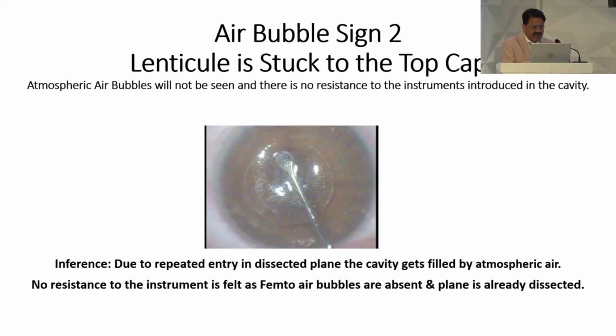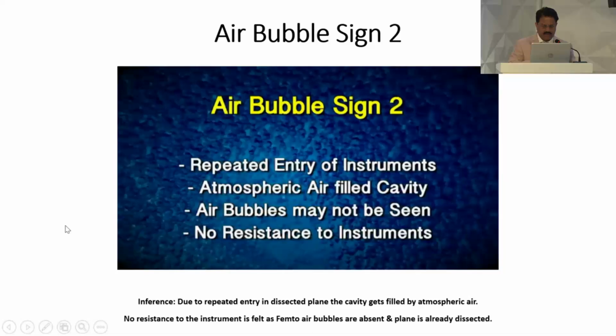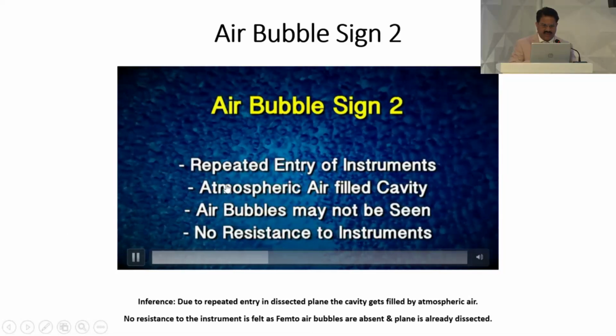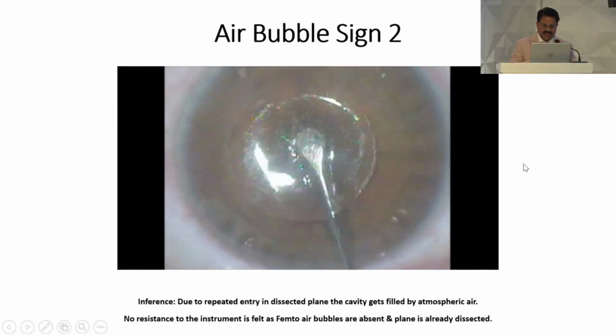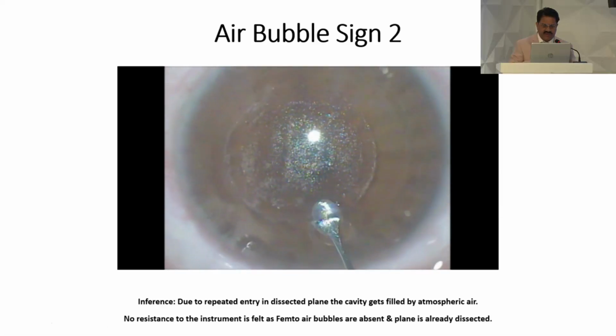Due to repeated entry in a dissected plane, the cavity gets filled with atmospheric air. So if you put an instrument in repeatedly, you may not see air bubbles surrounding the instrument, but there will be no force to the instrument, there is no resistance, which can be seen in this video. As the surgeon is trying to enter, there is no resistance at all, but now air bubble sign 1 is not seen.